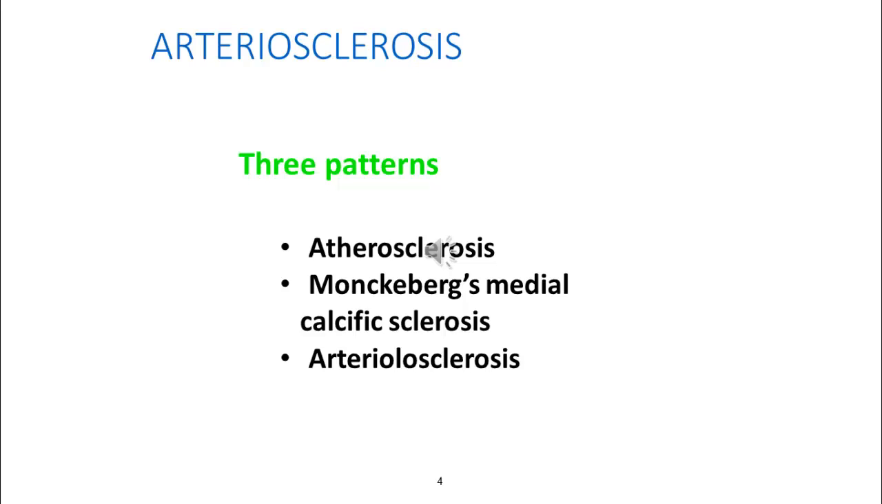arteriolosclerosis. In our previous lecture, we discussed arteriosclerosis, and today we are going to discuss atherosclerosis.